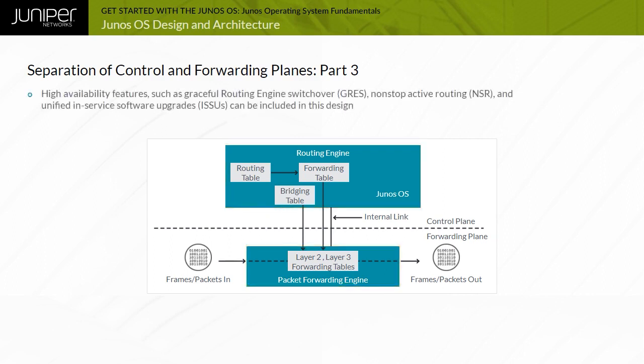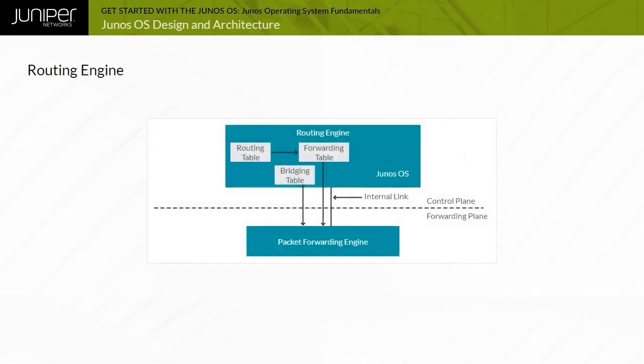This architectural design also makes possible the incorporation of high availability features, such as graceful routing engine switchover, or GRES, non-stop active routing, or NSR, and unified in-service software upgrades, or ISSUs. Now that you have had a basic introduction to the routing engine and the packet forwarding engine, take a closer look at the routing engine.